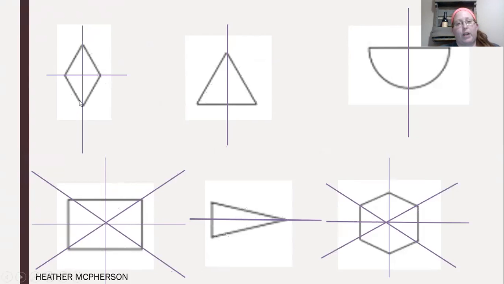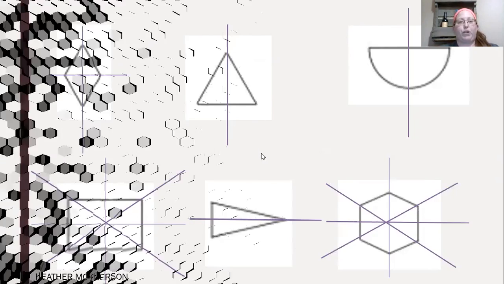Now, there's more lines of symmetry. I just kind of went through and did some main ones. Like for this rectangle, actually, I only put 4 lines of symmetry on the rectangle, but you get the gist of what it is. So as long as, again, there's one line of symmetry, then the shapes are symmetrical.